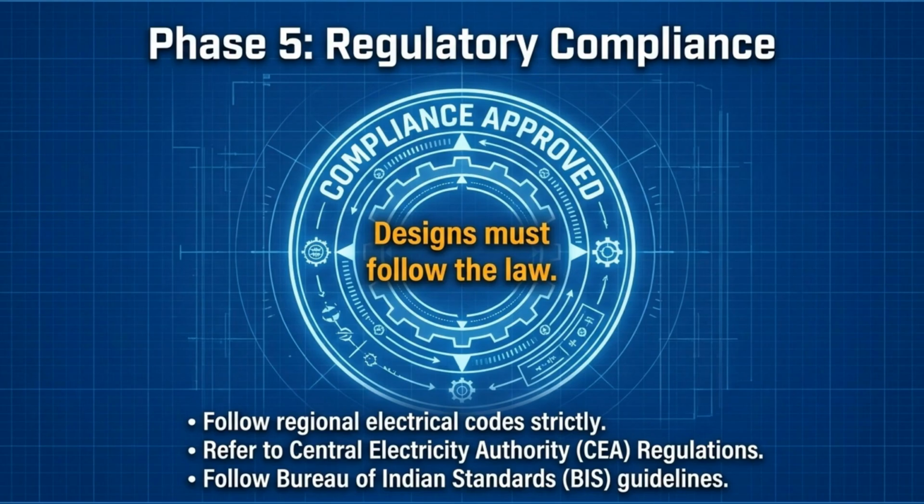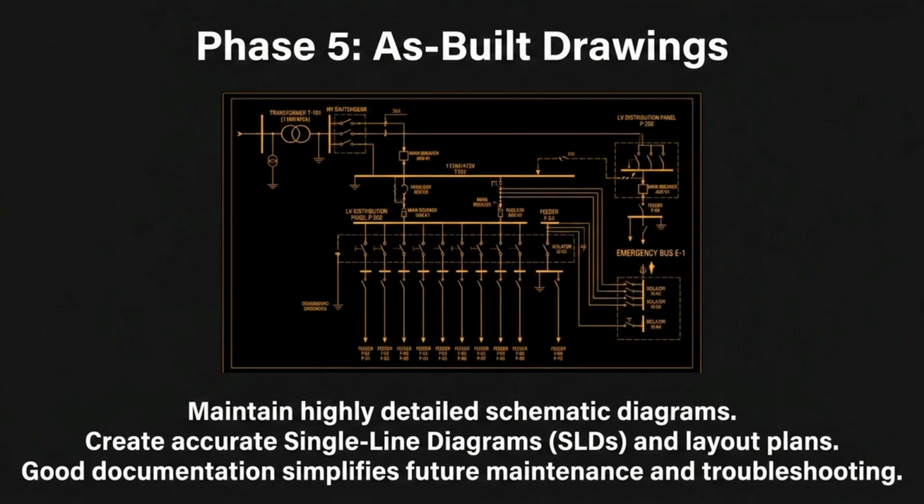Phase 5 is regulatory compliance. Designs must strictly follow regional electrical codes, as well as regulations from authorities like the Central Electricity Authority and the Bureau of Indian Standards. In this phase, maintaining as-built drawings is critical. Create accurate single-line diagrams and layout plans, as good documentation simplifies future maintenance and troubleshooting.